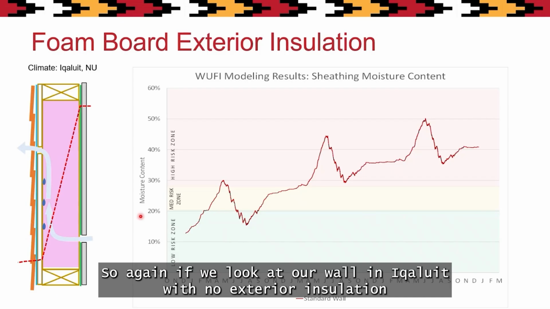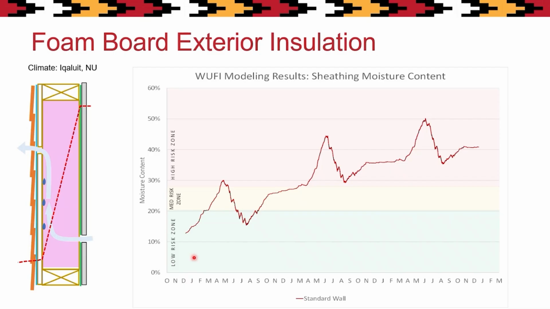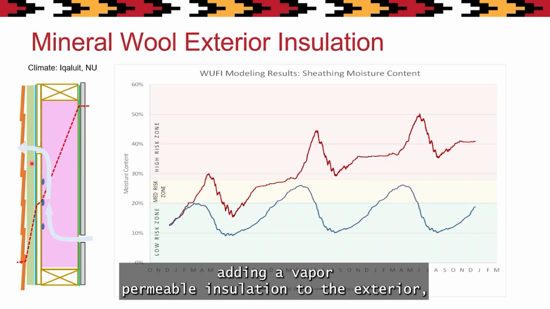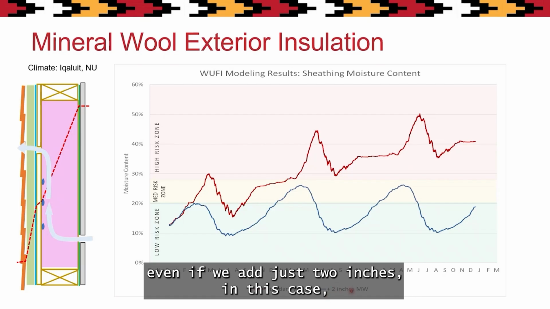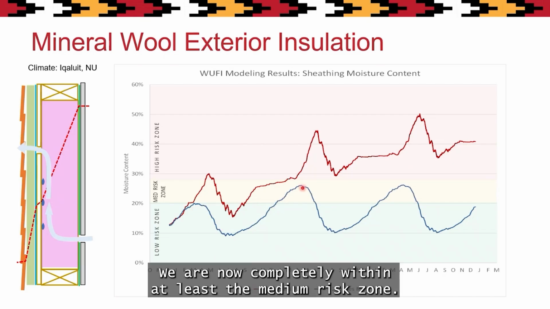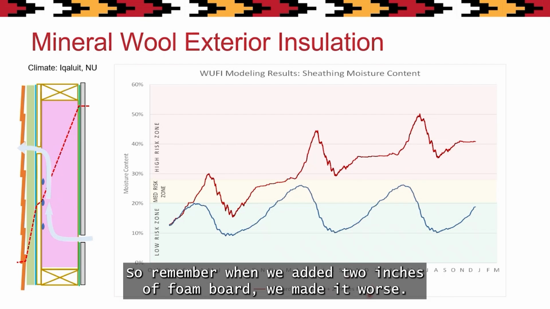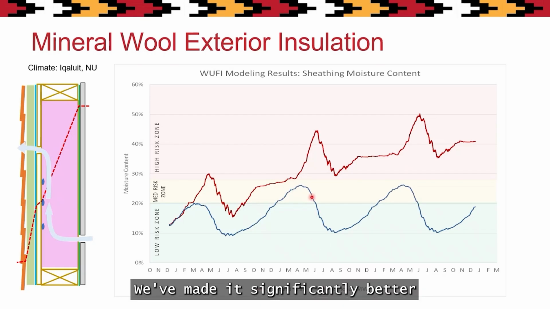So again, if we look at our wall in Iqaluit with no exterior insulation and what that looks like in terms of moisture content, once we start adding a vapor permeable insulation to the exterior, even if we add just 2 inches in this case, that's the blue line, we are now completely within at least the medium risk zone. So remember when we added 2 inches of foam board, we made it worse. We added 2 inches of mineral wool, we've made it significantly better.